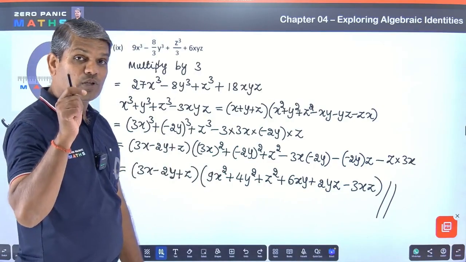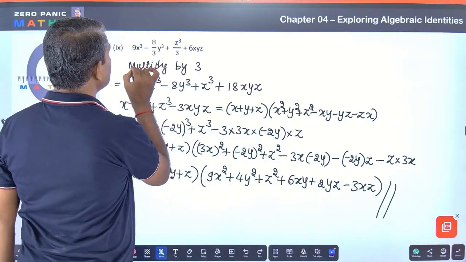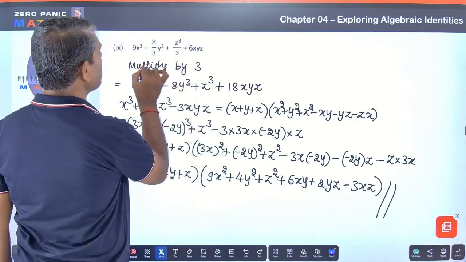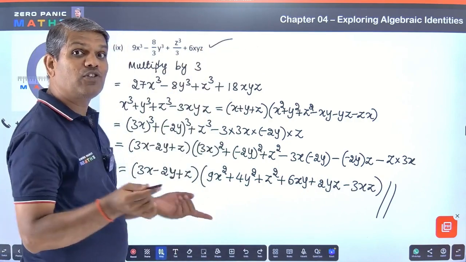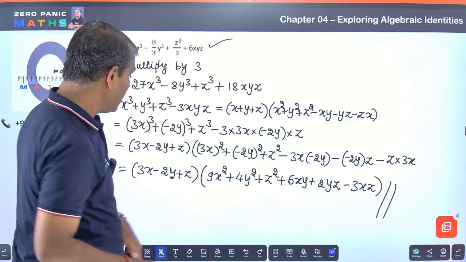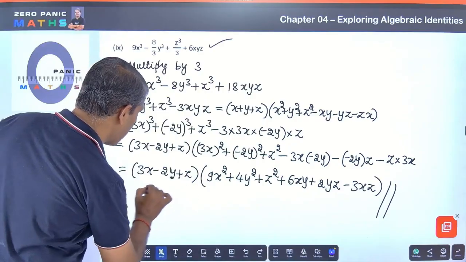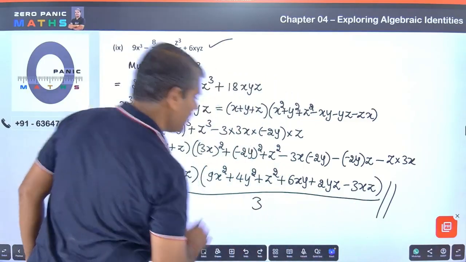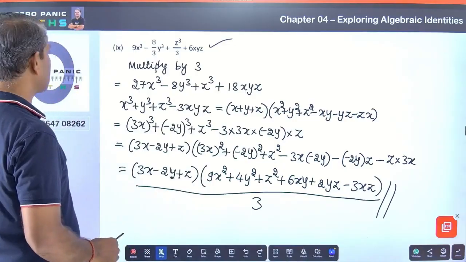Okay, one more step. Sorry, I forgot. I told you that since we derived or arrived at this answer by multiplying the actual expression by 3, we have to divide by 3 also. So for the final step, we have to write it here, divide by 3, and the whole thing is divided by 3. So this is the final answer. Let us quickly move to the next problem.